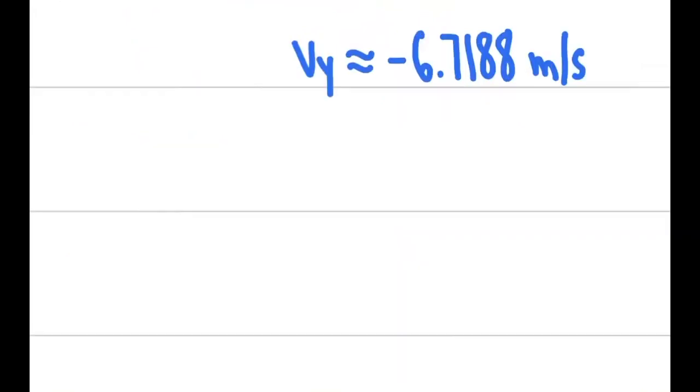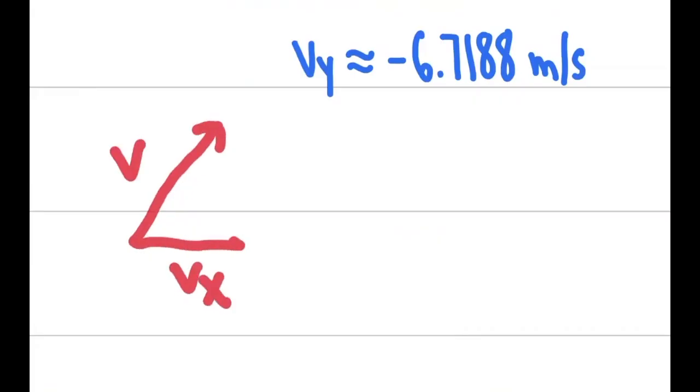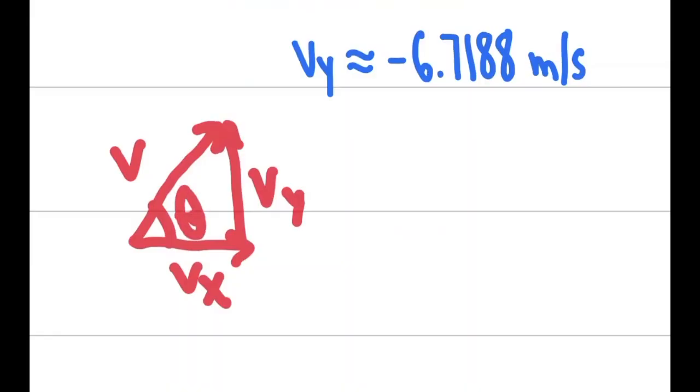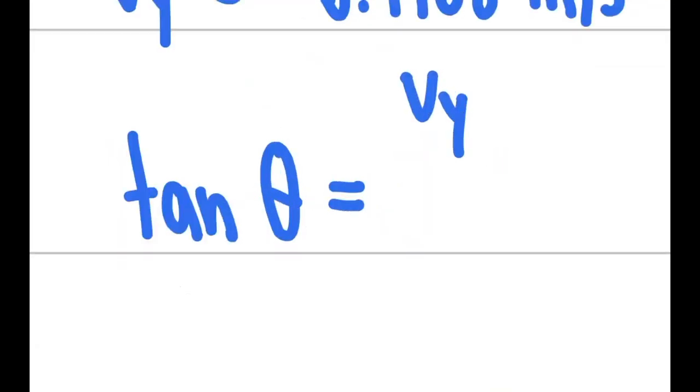Yes, we have V, we got Vx, we got Vy. So this is the angle. The tangent of that angle is going to be Vy over Vx. It's opposite over adjacent. So tangent theta is Vy over Vx.